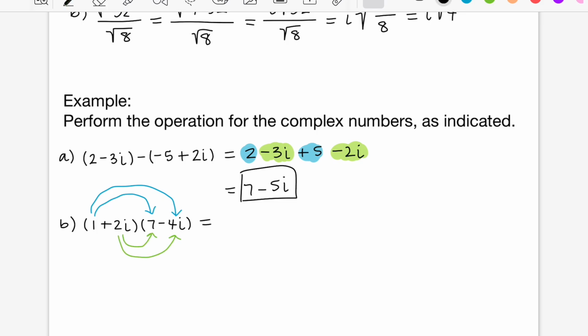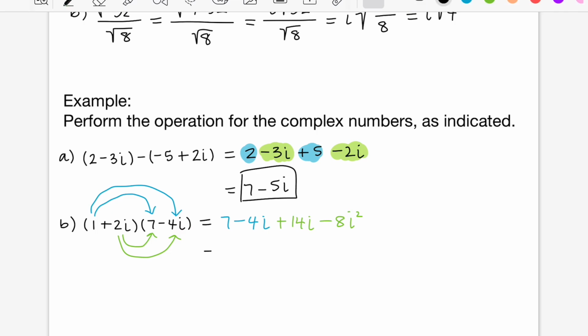Okay, so we end up with 1 times 7 is 7, and then we have 1 times minus 4i, so it's going to be minus 4i. Then we have 2i times 7, so that'll be 14i. And then we have 2i times negative 4i, so we get minus 8i squared, since we have an i times an i here.